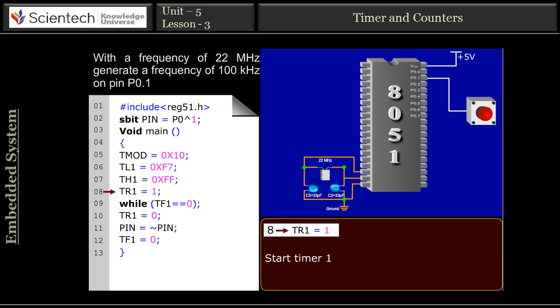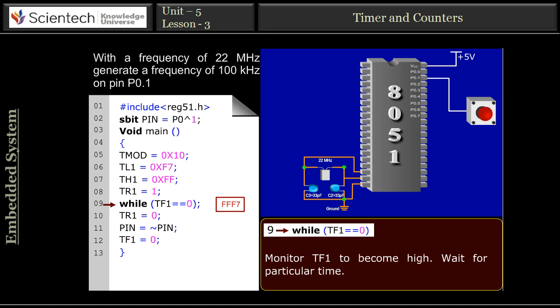Next is TR1, which is equal to 1. When the value of TR1 is 1, timer 1 starts, and when the value is 0, timer 1 stops. While TF1 is equal to 0, it continues to monitor the TF1 flag to become high. When the value of TL1 reaches the value of TH1, then TF1 goes high and jumps to the next instruction, as we see in the animation.